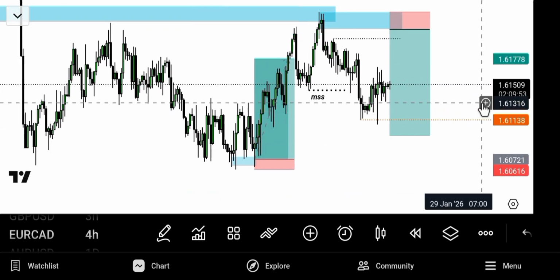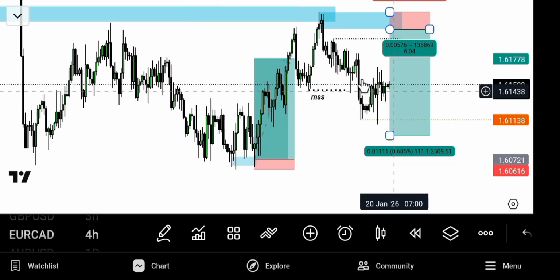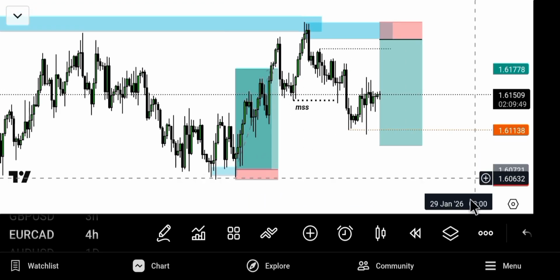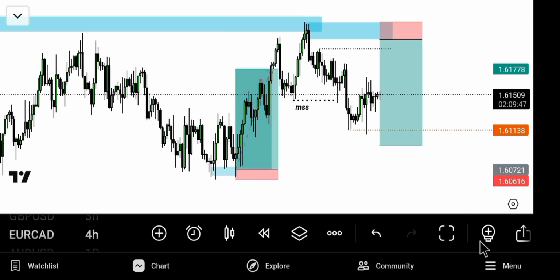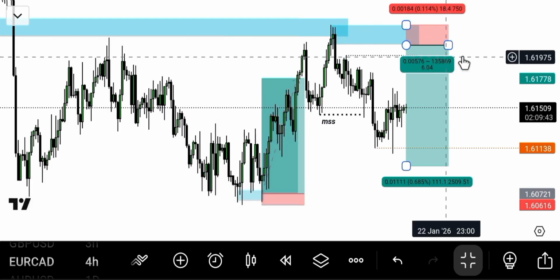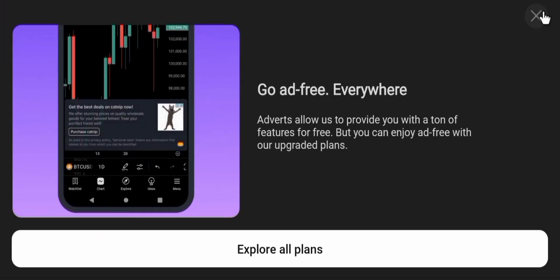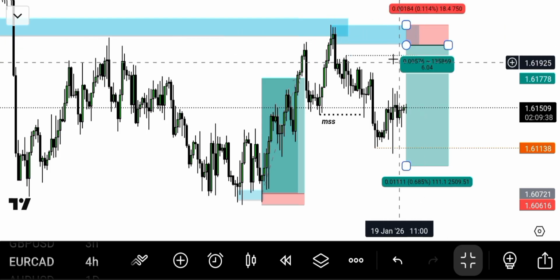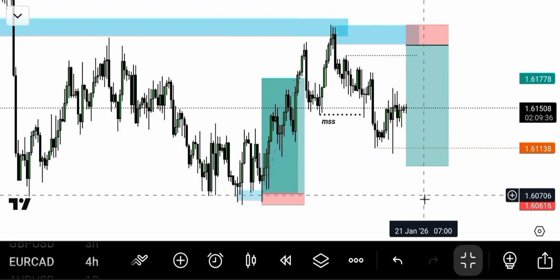So apart from that, we're not going to just be taking an entry. We want to see something else that will make it high probability. And this thing we saw was structural liquidity. You can see structural liquidity here. So we are expecting price to take out this structural liquidity, tap us in and continue to the downside.